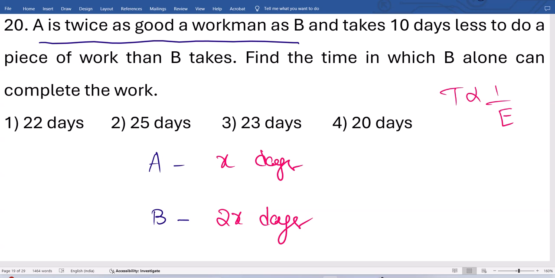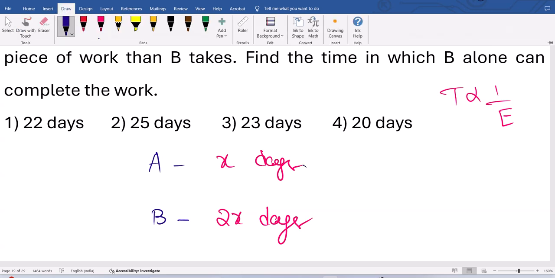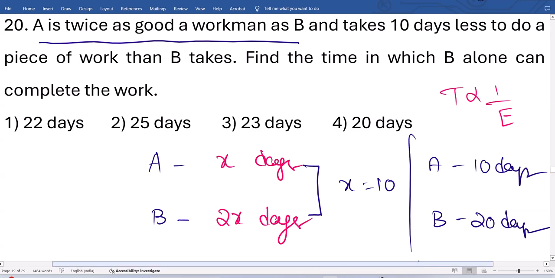Now the question. They said A takes 10 days less. So A is how much less than B? X. They gave us 10. So A will complete the work in 10 days. B will complete the work in 20 days. Time and work question, see this.